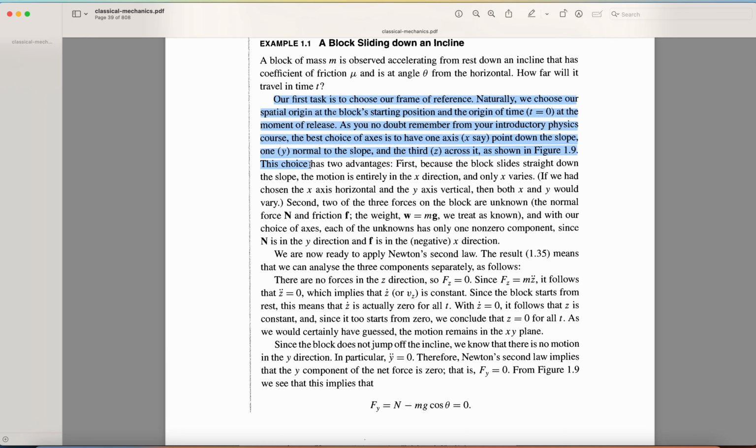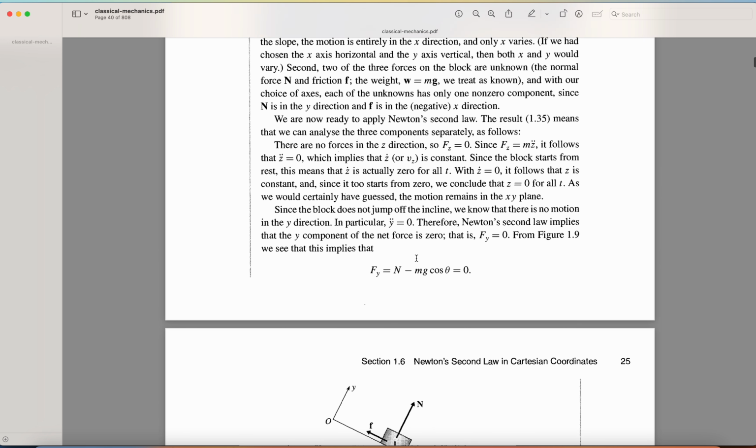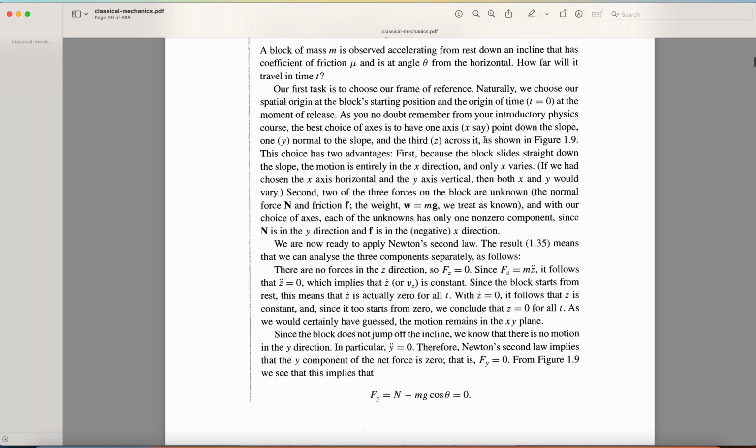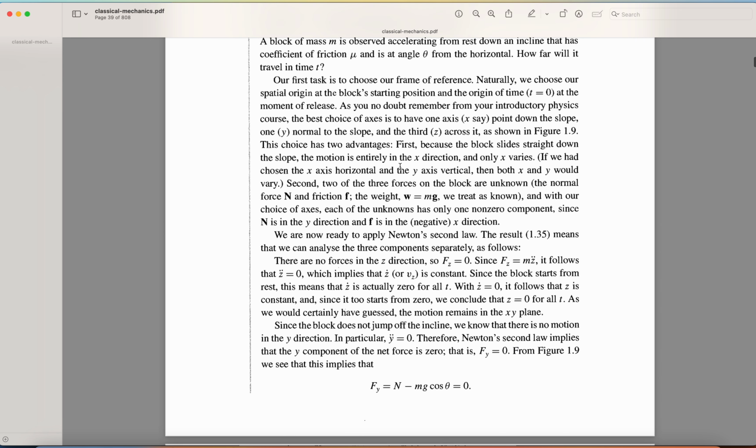I choose a frame of reference. So it's the starting position, the frame of reference, origin of time. One normal and one across. Okay, and what's the one across? I guess it's coming out of the page. Only x varies, y doesn't vary at all.